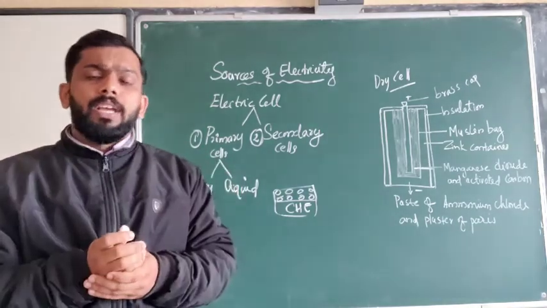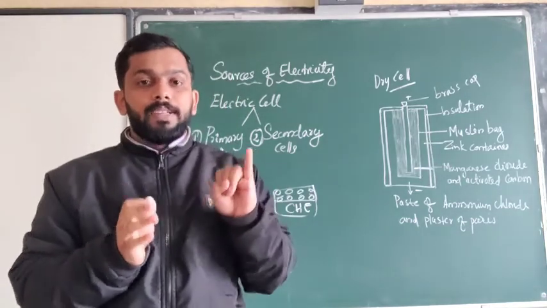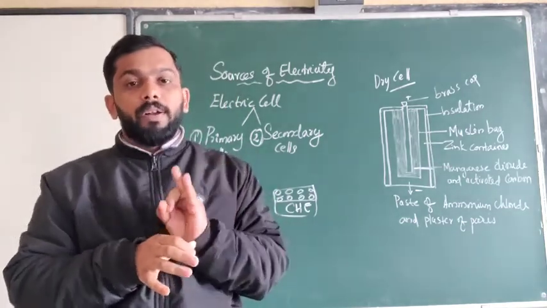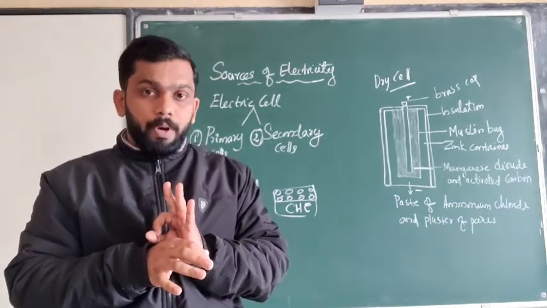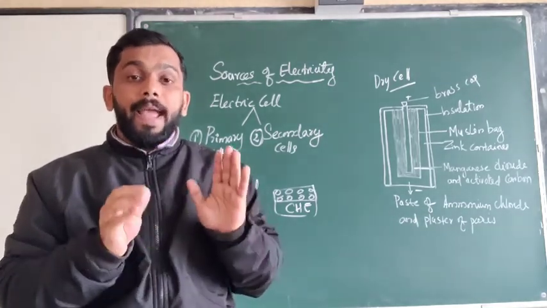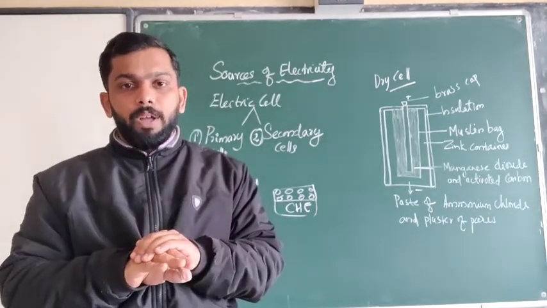Now, dry cells: in our daily life, there are so many examples of dry cells. In watch batteries, button cells, in an alarm clock or remote, we are using small cells, and in the torch light, we are using a slightly bigger one. All these are examples of dry cells.